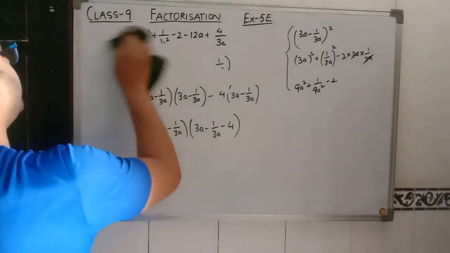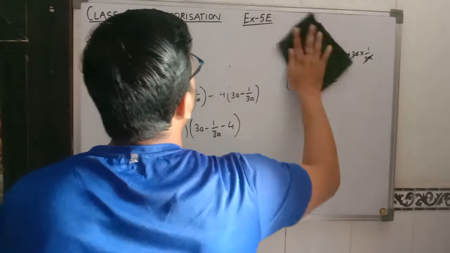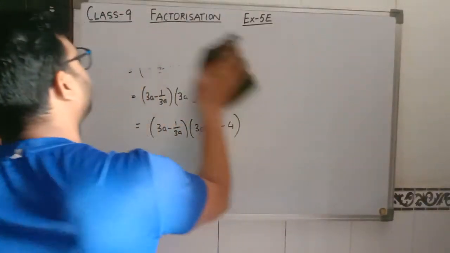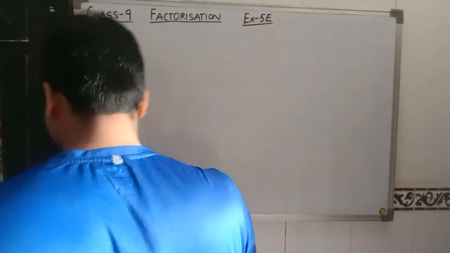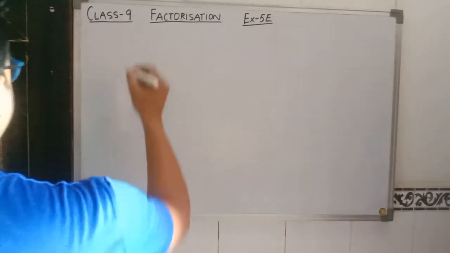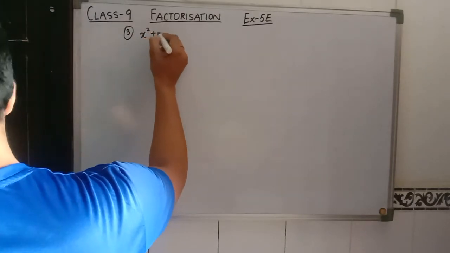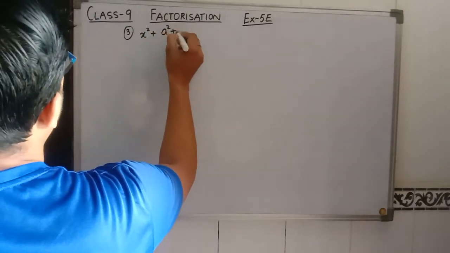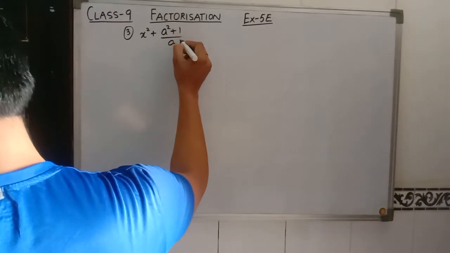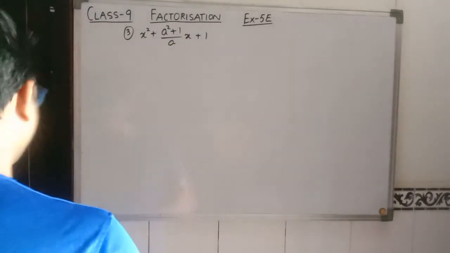Now coming forward, we are coming to the next question, question number 3. In question number 3, we have some terms like this. It is written x square plus a square plus 1 upon a x and plus 1. So this is the question.